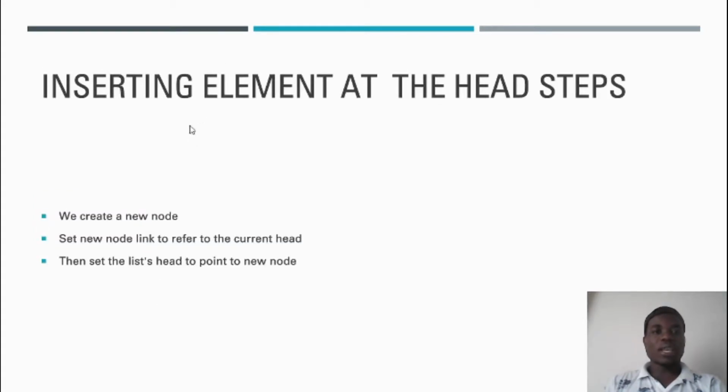So for people that also prefer words, basically the steps are: we create a new node. After creating a new node, we set the new node link to refer to the current head, and then we set the list head to point to the new node, right? So now let's try and implement this and see how this is actually done.